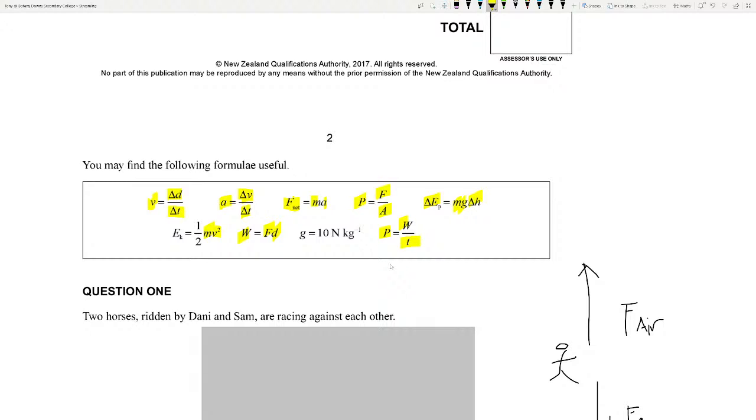Okay. What is force? Force is a push or pull that will cause something to accelerate.